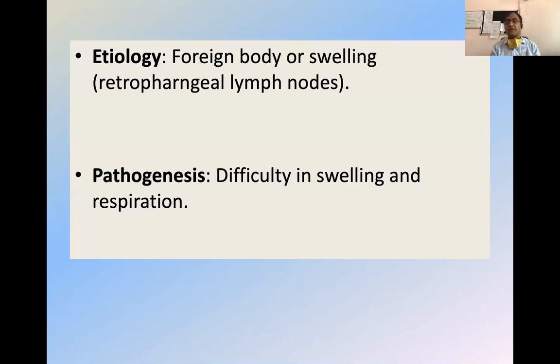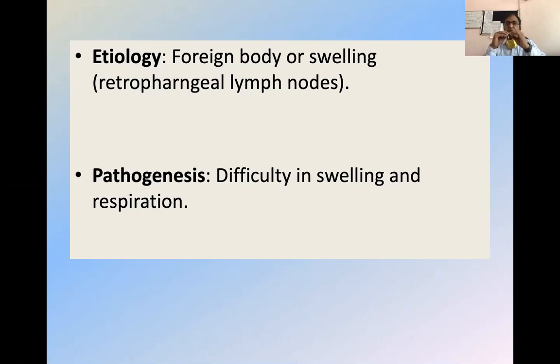Here, as I have talked in the previous, the etiology was physical as well as chemical. But here I am talking of the foreign body or swelling in this region. Suppose this is a pipe, and if there is some roundish object in this, there is obstruction. Or if there is some swelling from the outer region, some lymph node swelling, then it will compress this region, and again this lumen will be shortened.